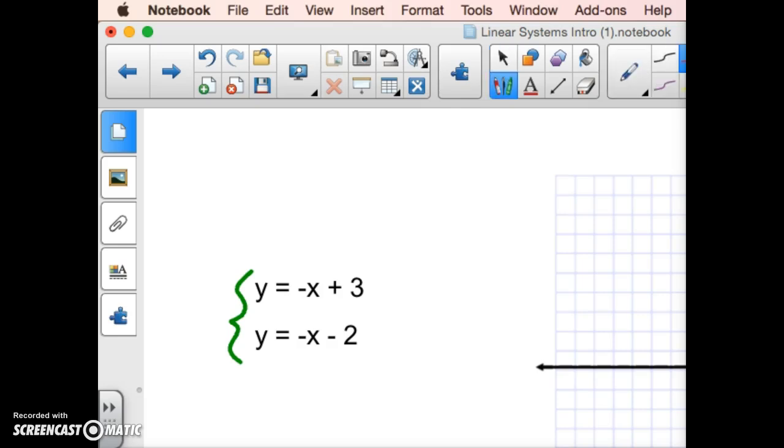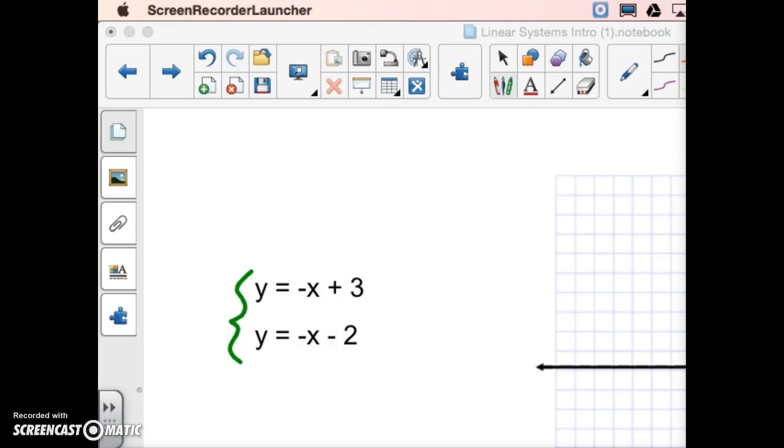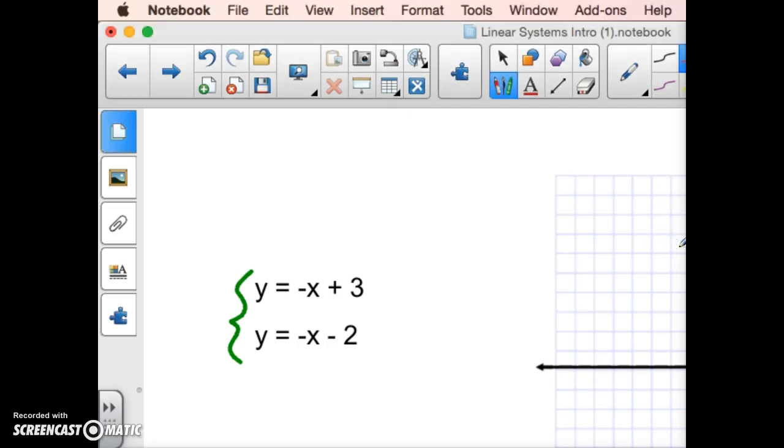All right, top equation, y-intercept is at 3, slope is at negative 1. And then the other equation starts with y-intercept at -2. Also has a slope of -1.